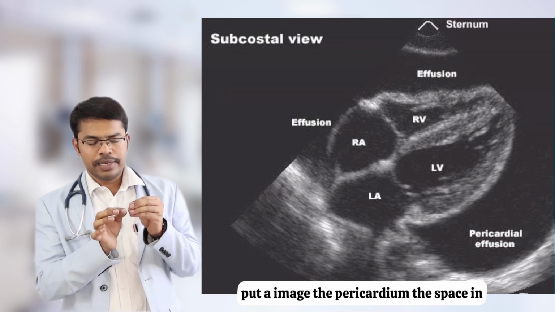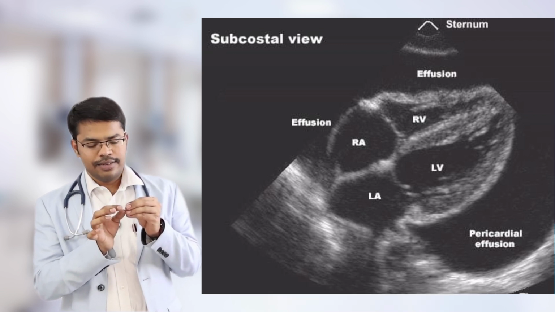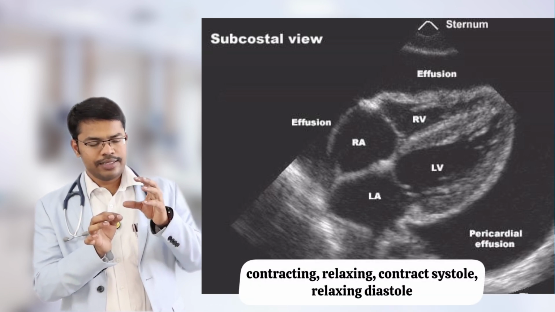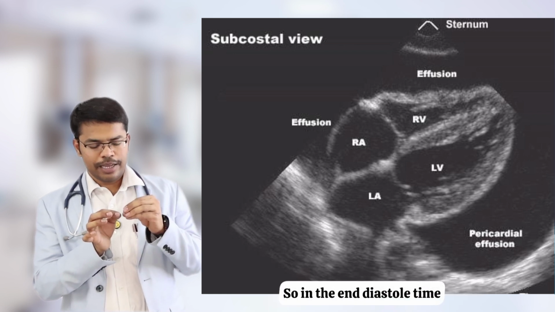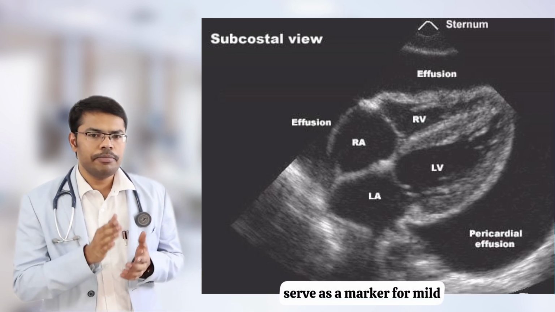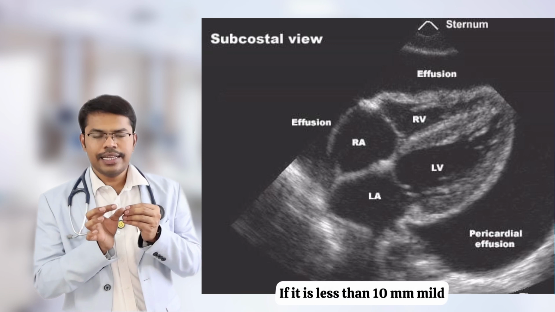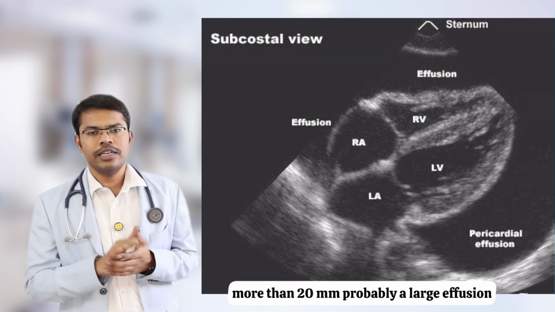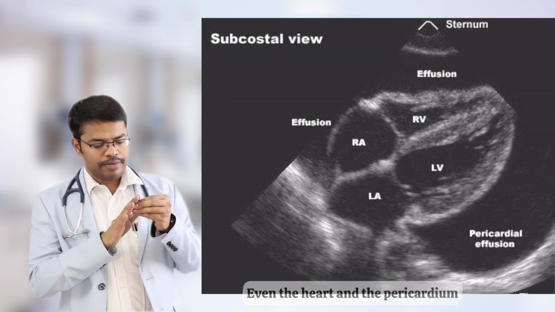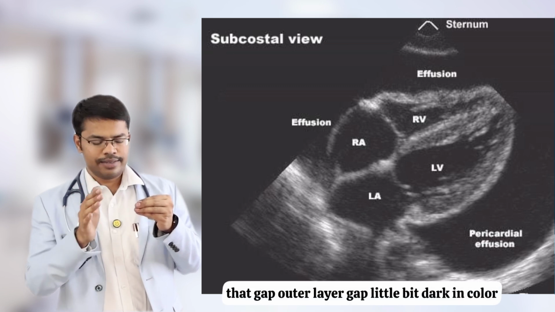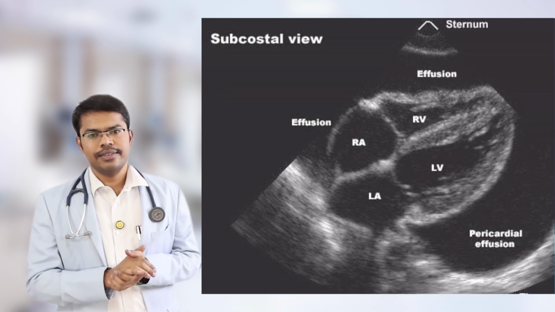The pericardium, the space in between, will be very black. When the heart is normally contracting, relaxing, contracting, relaxing, contract systole, relaxing diastole. So in the end diastole time, the distance between these two probably will serve as a marker for mild, moderate and severe. If it is less than 10 mm, mild; 10 to 20 mm, moderate effusion; more than 20 mm, probably a large effusion. Even the heart and the pericardium, that gap, outer layer, gap, will be dark in color.